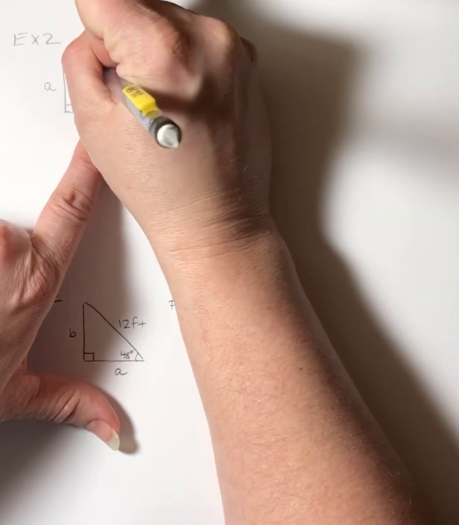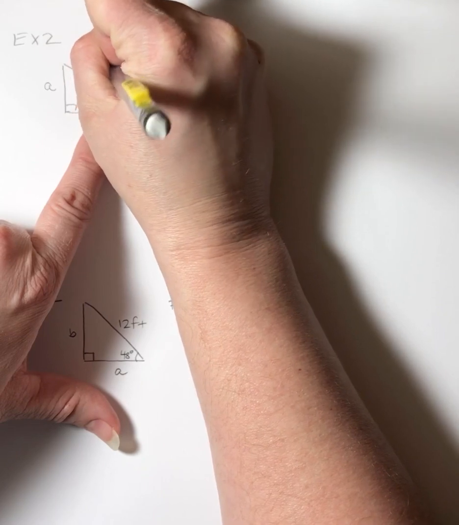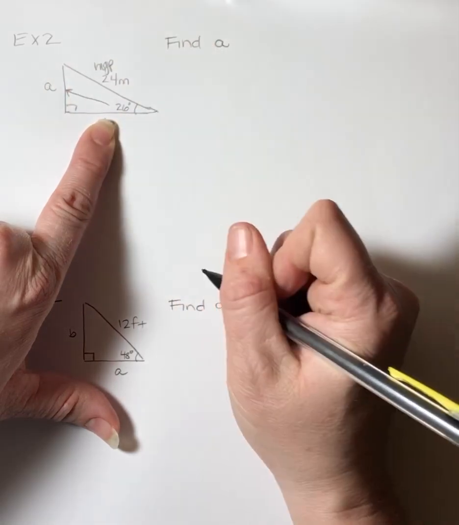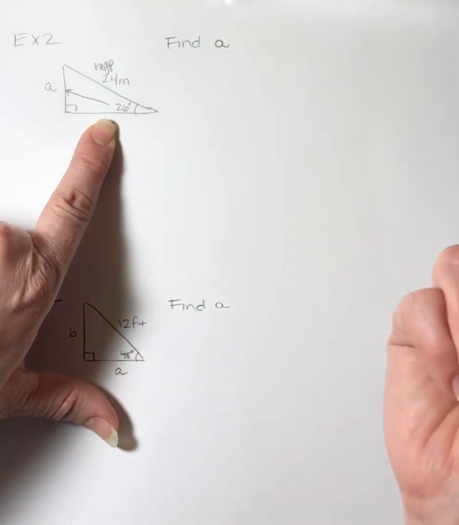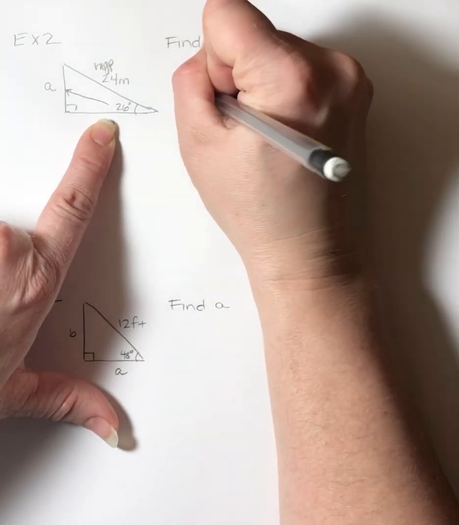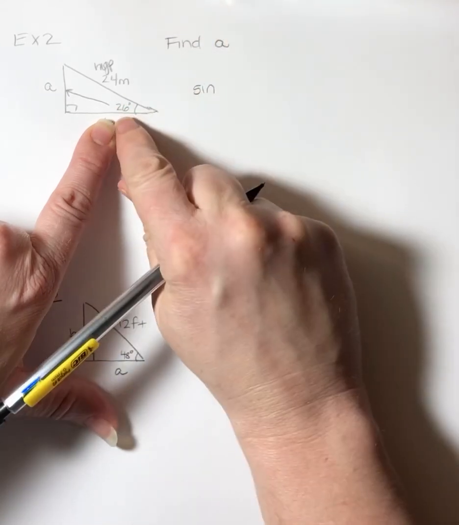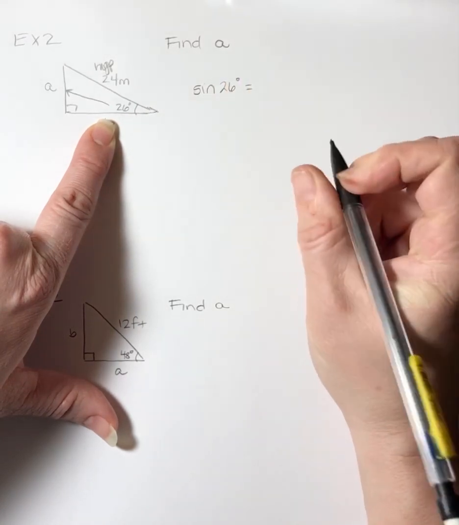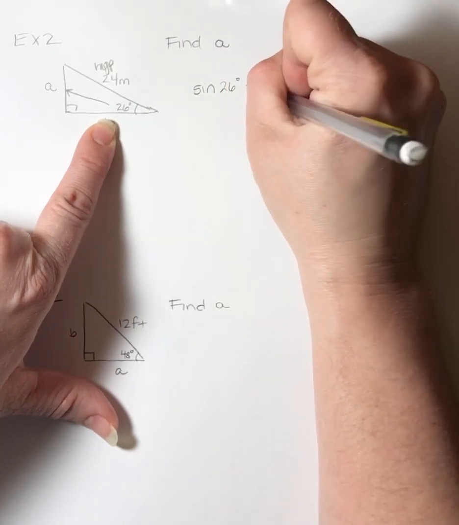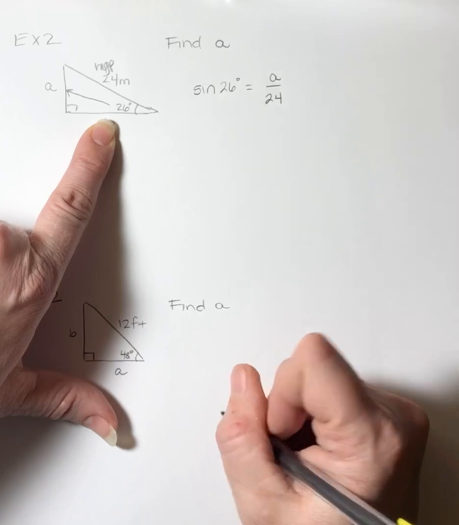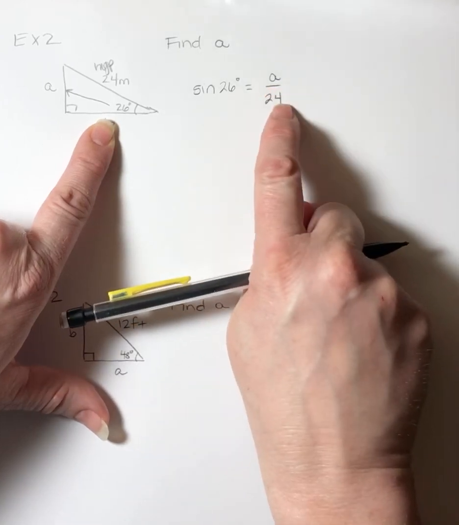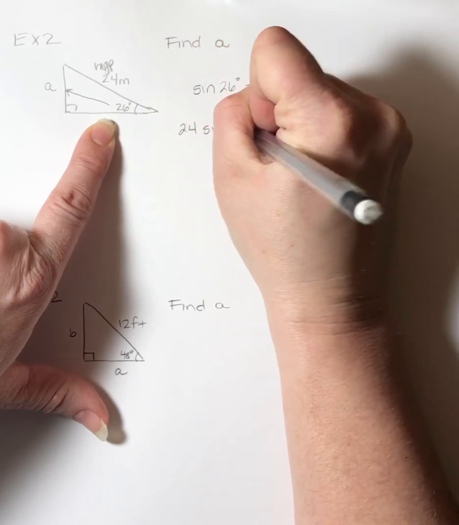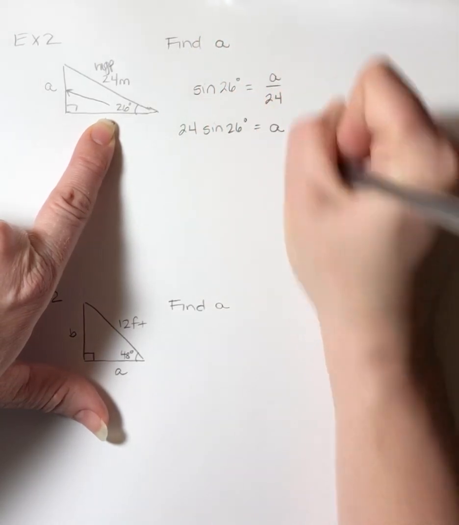Well, this is my hypotenuse. Okay, this is my hypotenuse. And that means that this is my side opposite. So which one involves opposite over hypotenuse? Sine. So the sine, now the difference is now I have an angle. The sine of 26 degrees is equal to A over 24. So if I want to solve for A, I'm going to multiply by 24. So I have 24 times the sine of 26 degrees equals A.